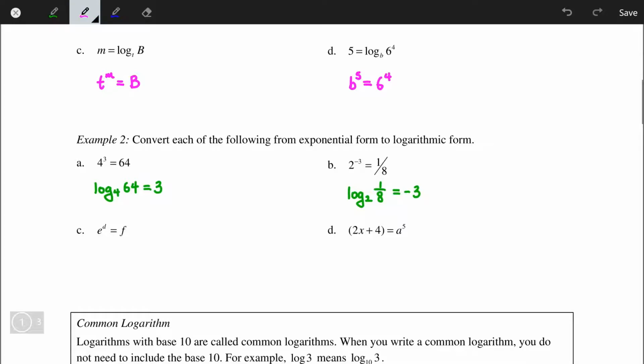Next, log base e of f is equal to d. And finally, we have log base a, and then the argument is the power, so 2x plus 4, and that is equal to 5.